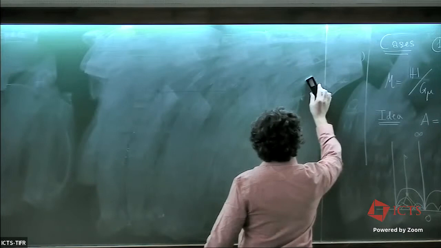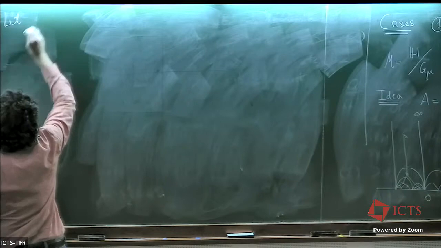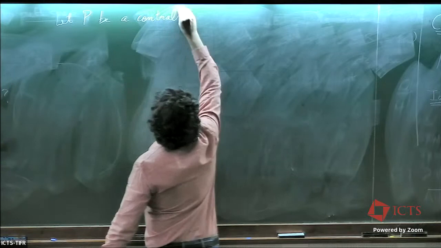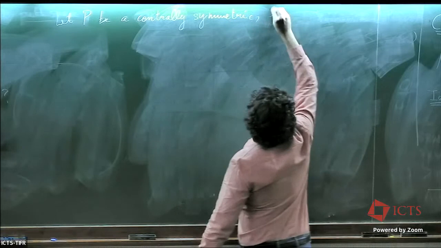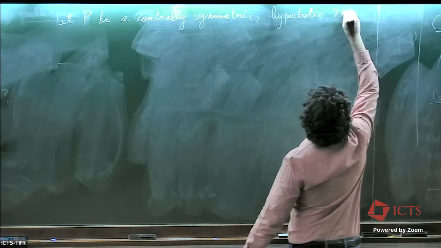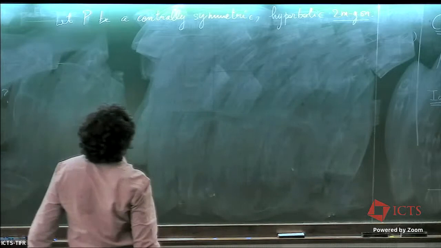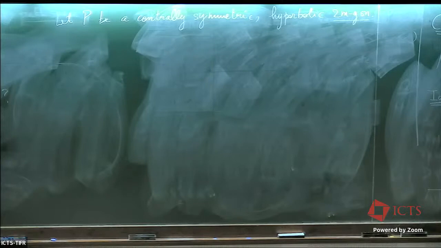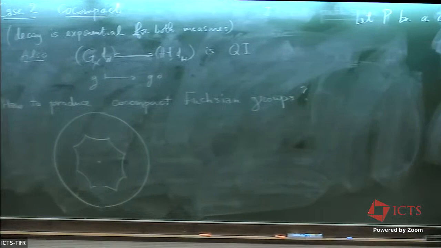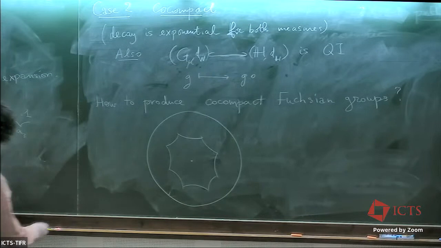So let P be a centrally symmetric hyperbolic 2m-gon. So you need pairing. And we want to consider this pairing, which is also looked at a lot in Teichmüller space, supposing that the polygon is centrally symmetric under rotation of 180 degrees around the center. And then we can pair opposite sides.